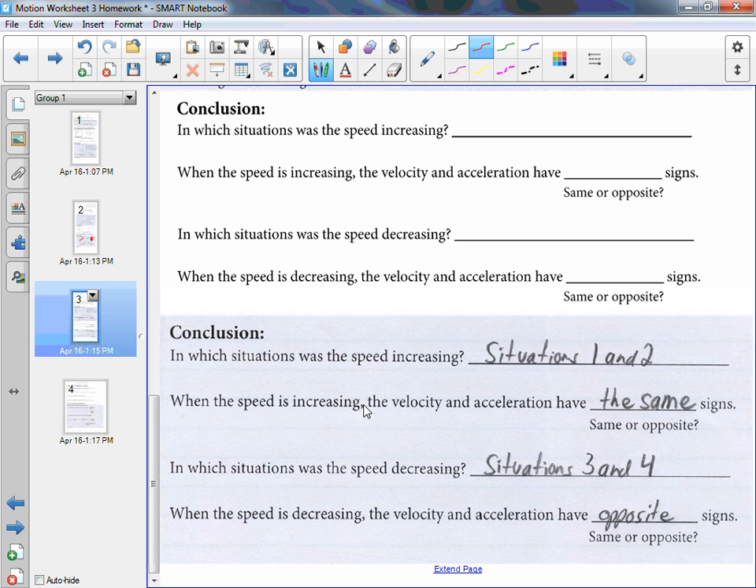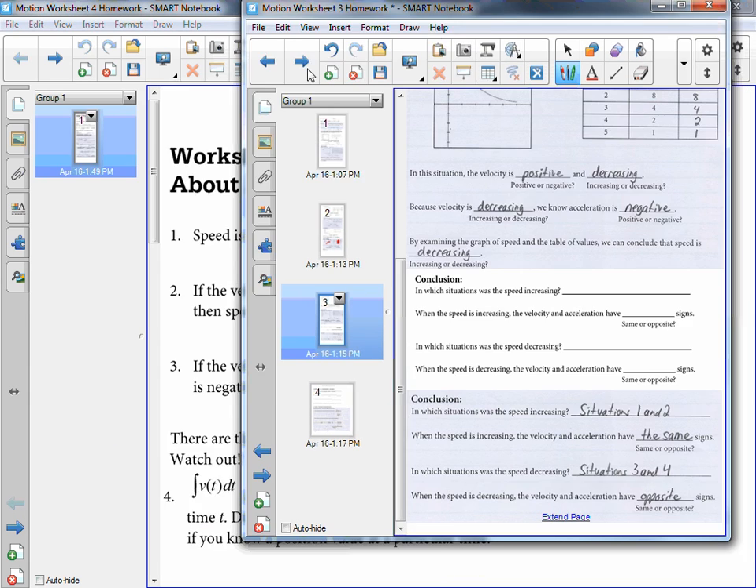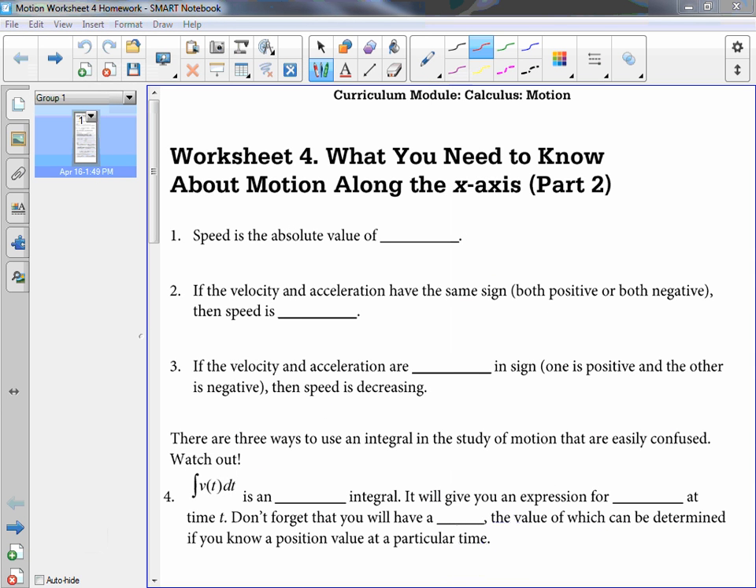Okay? All right. Now we're done with worksheet 3. All right, worksheet 4. Take a look at those answers.